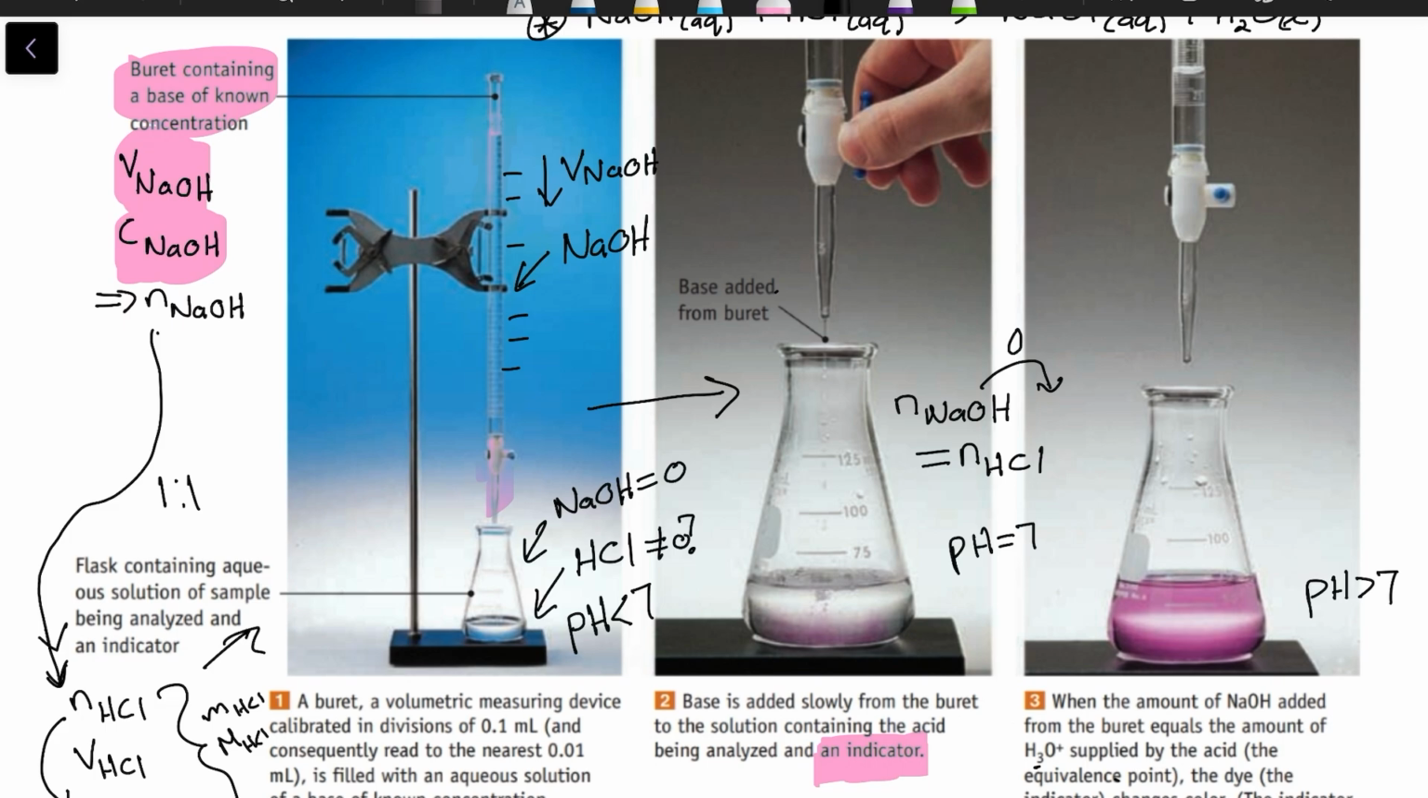And phenolphthalein is pink in basic conditions. It's colorless in acidic conditions, and it's pink in basic conditions. But now our HCl, so the amount of moles of HCl, is 0, because it's all been consumed. And the number of moles of the sodium hydroxide is larger than 0. So there's a bit more, because there's one drop extra.